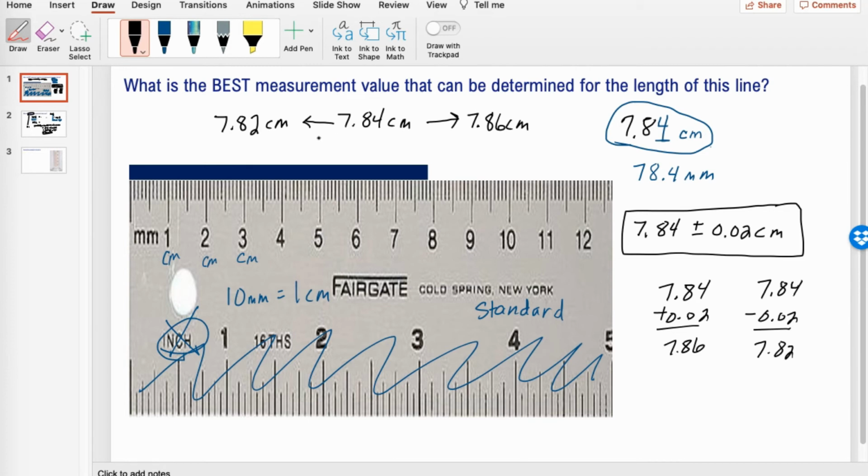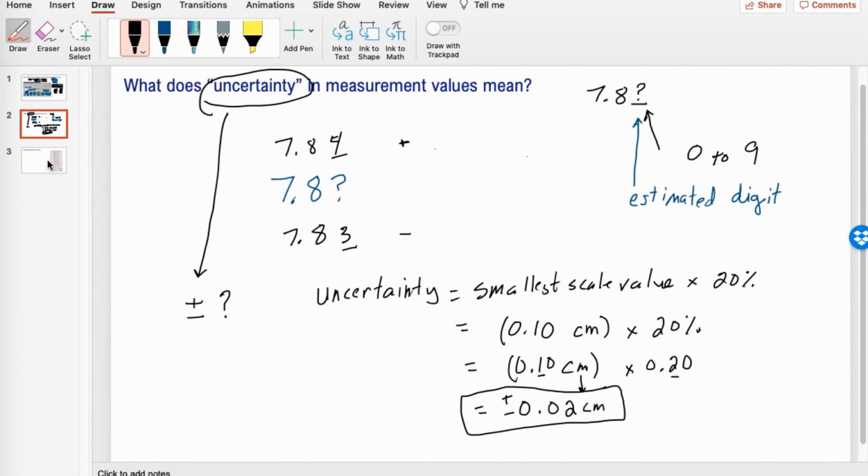So if we were on a quiz or a test, what would be an acceptable answer would be 7.83 centimeters or 7.84 centimeters. Either one of those two answers would get you a correct answer on a test or a quiz, some sort of assessment. But 7.82 or 7.86, as you can see from the ruler, is just way too high. So what that means is you made a really bad estimate and you didn't think about it as deeply as you could have. Okay?